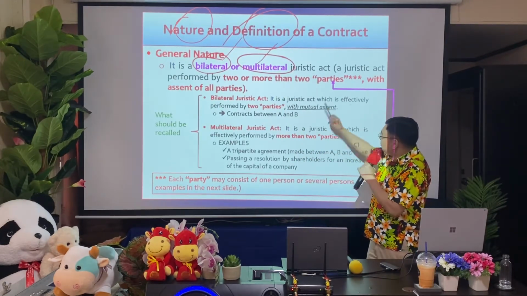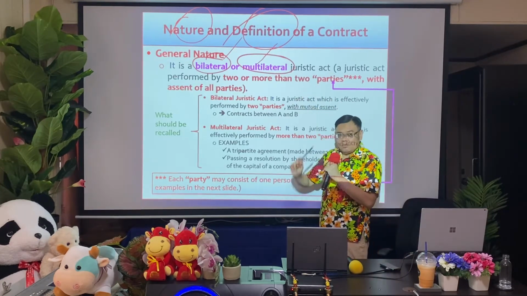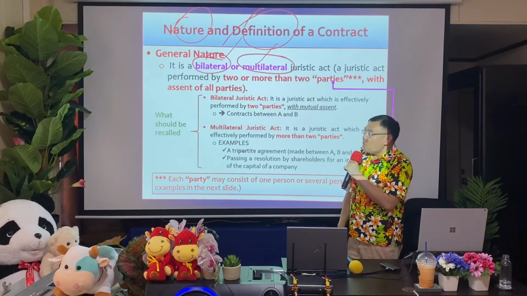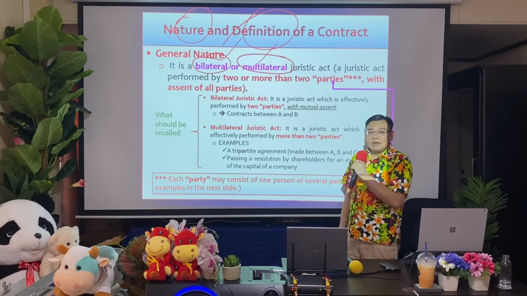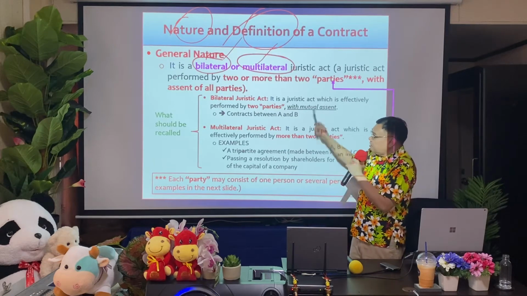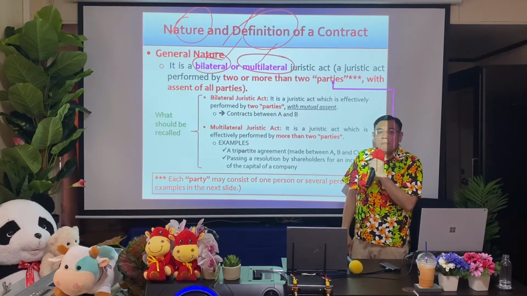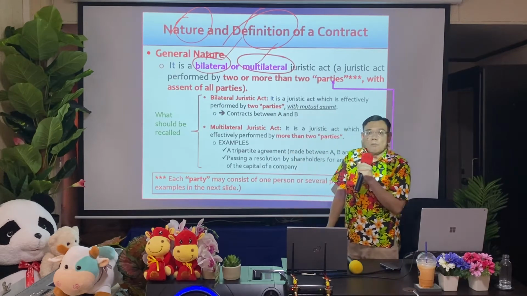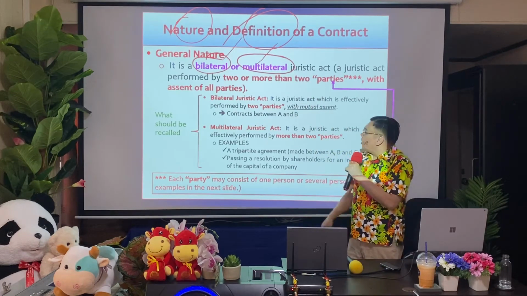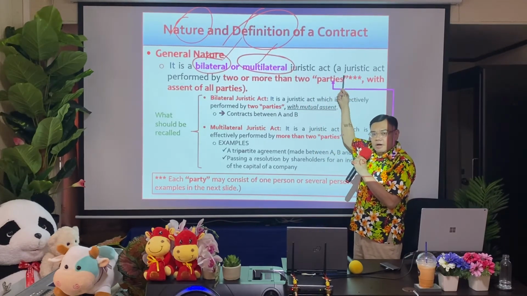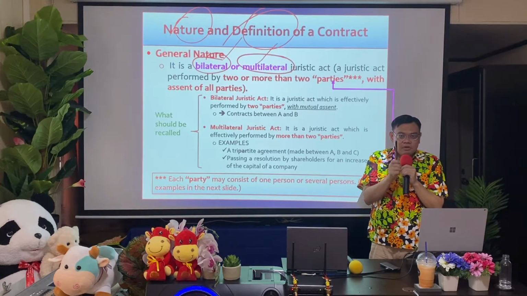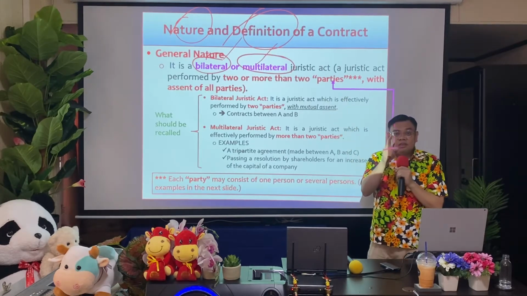Going to the general nature of a contract, a contract is a bilateral or multilateral jurisdiction act, which has, of course, at least two parties. If there are two parties, then that contract is a bilateral jurisdiction act. If there are more than two parties, then that contract is a multilateral jurisdiction act. When we talk about the word parties, you must not understand that a party is just one person.